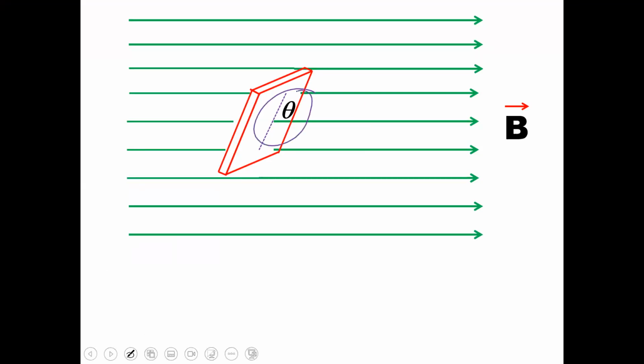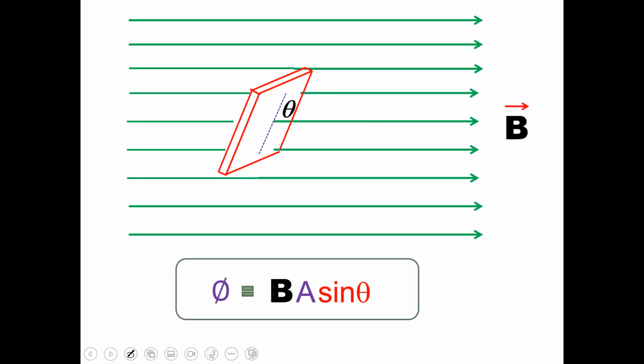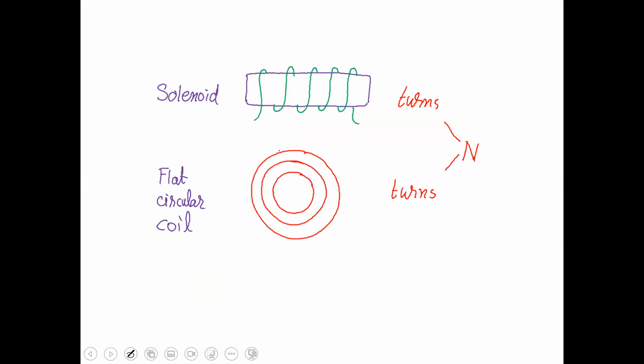This is the angle theta, and this is magnetic field strength. And we are talking about this angle theta. So the sheet is bent. So the formula will become phi is equal to BA sine theta. Now, it may be a solenoid or a coil, maybe a flat circular coil. So N is the number of turns.